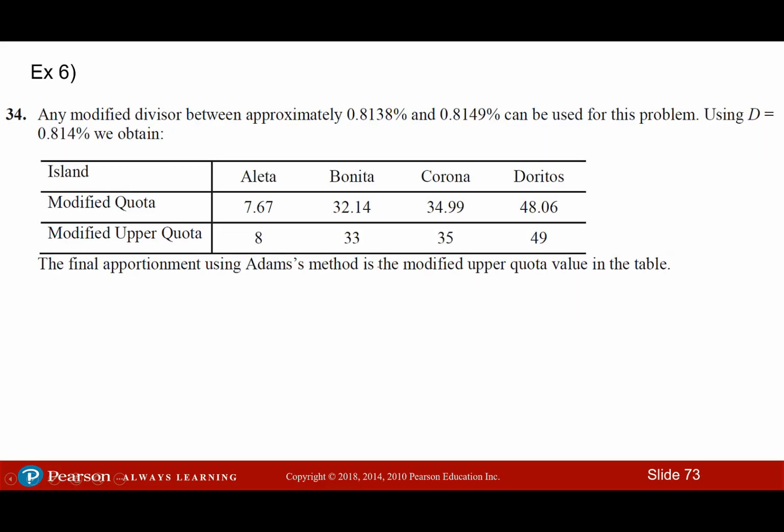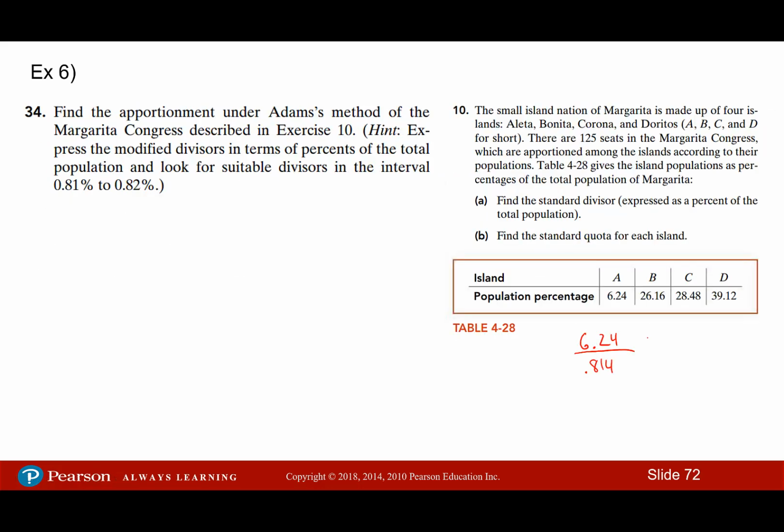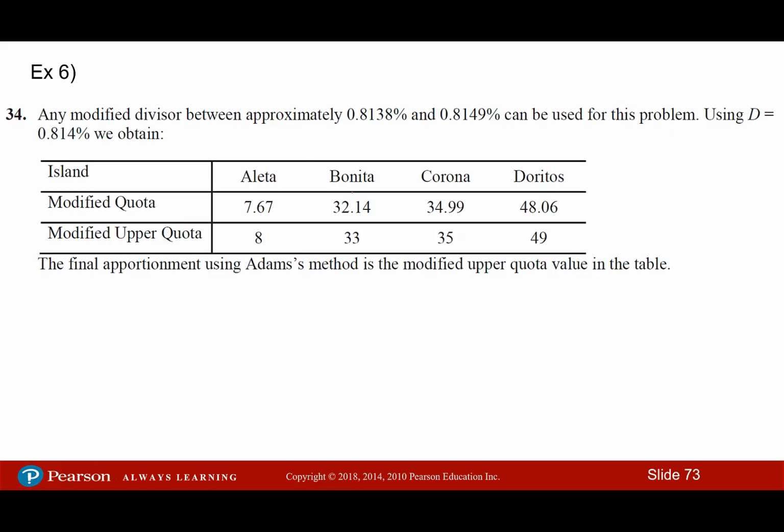All right, and then you do the next one, right? This is going to be 26.16 over 0.814. You do that, and you should get 32.14. So keep on doing that for the rest of the numbers. And then we're going to just round. So this is Adams' method, right? Adams' method is we always want to take the upper quota. Upper quota always. So 7.67 will always round up to 8. 32.14 rounds up to 33. That rounds up to 35. That's pretty close as well. And that rounds up to that.